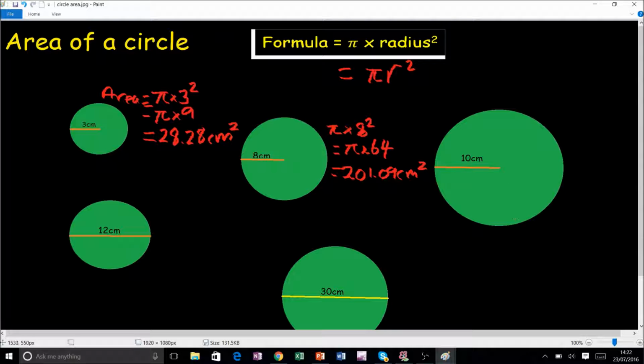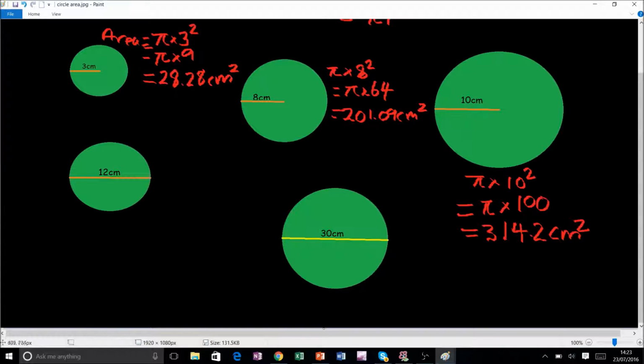Okay, now let's look at this big boy here. So we've got pi times 10 squared, which is equal to basically pi times 100. Okay, now pi times 100 is going to give us 314.2 centimeter squared.